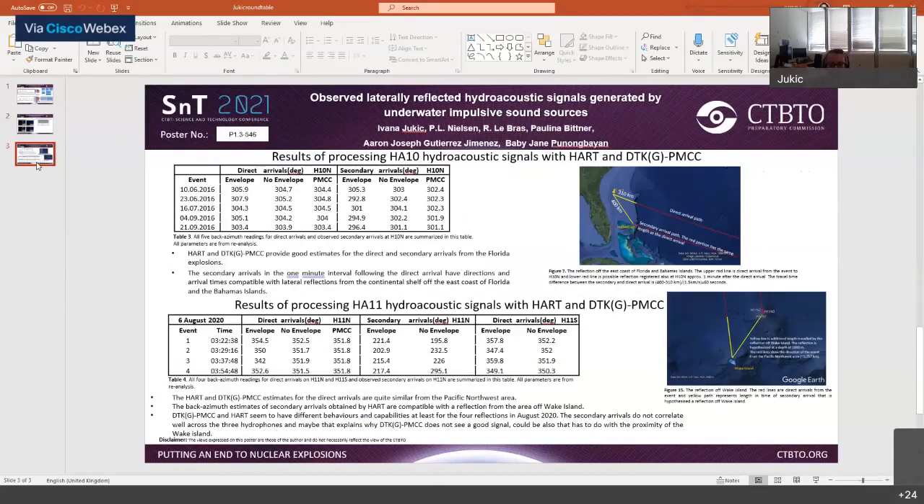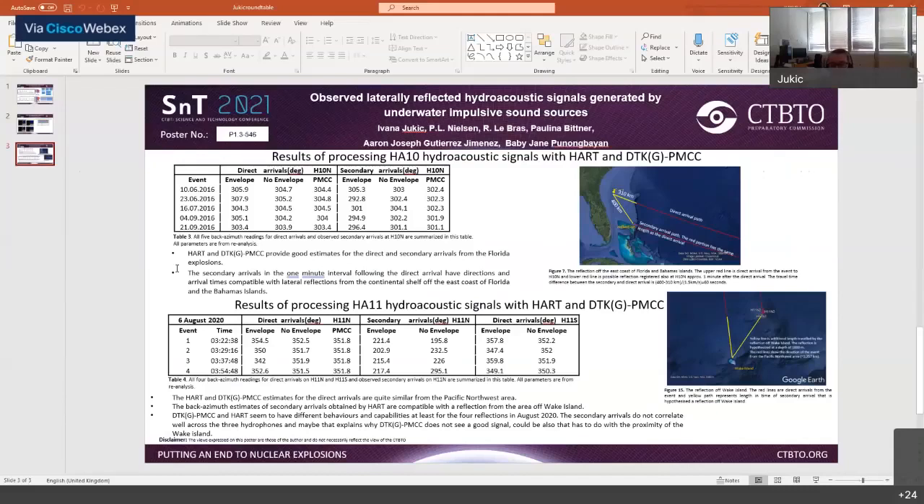HART and PMCC provided good estimates for the direct and secondary arrivals from the Florida explosion. The secondary arrivals have direction and arrival times compatible with lateral reflections from the continental shelf of the east coast of Florida and Bahama Islands, as shown in Figure 7.